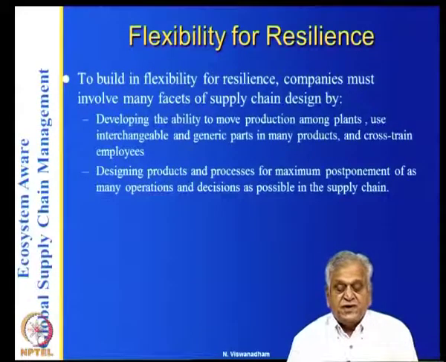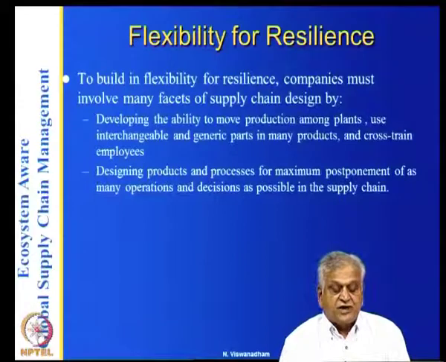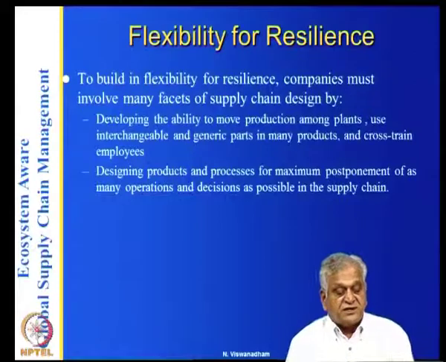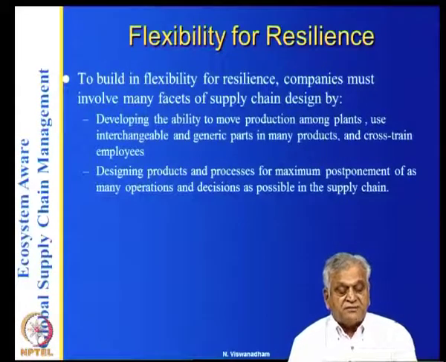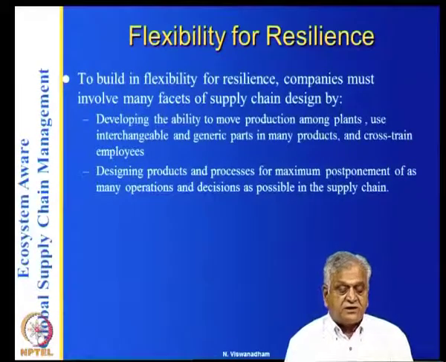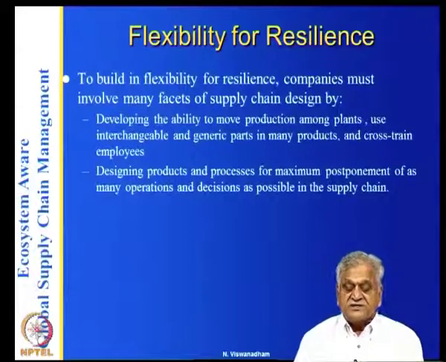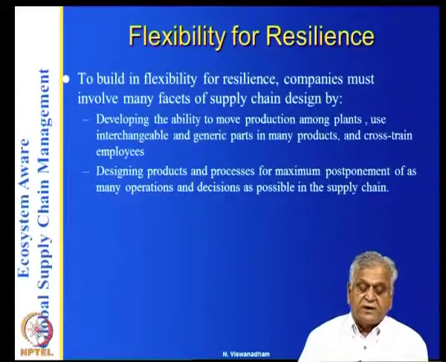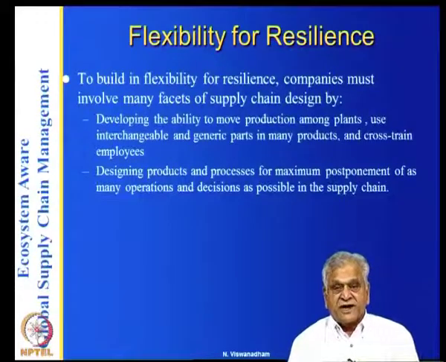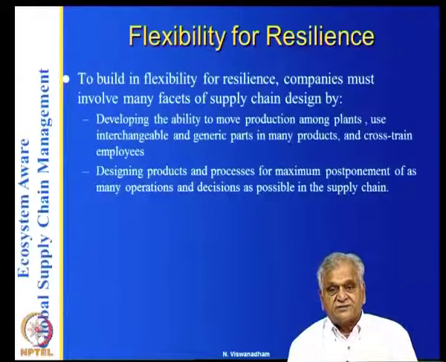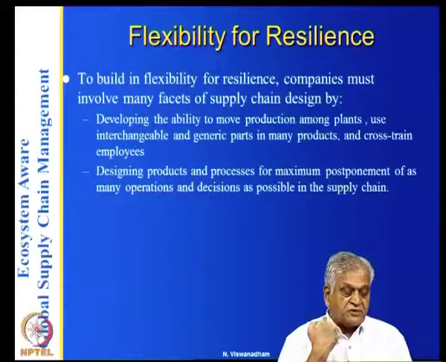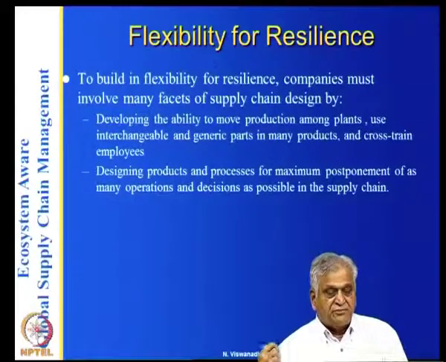Use interchangeable and generic parts for many products and cross-train employees. In other words, you can basically have interchangeable parts. They do not have to be standardized parts, but the same power supply can be used, and the things are generic. Design products and processes for maximum postponement, so that as many operations and decisions as possible in the supply chain are postponed. See, this postponement is one of the things. You postpone till the order finally comes. So, you design products so that you can postpone the maximum of your things till the final order comes.